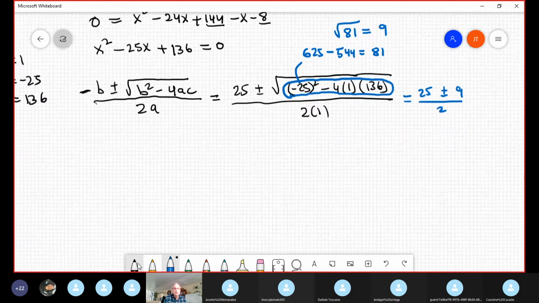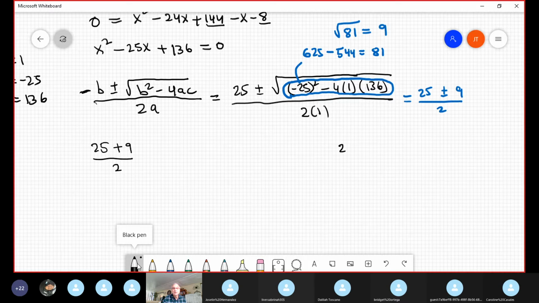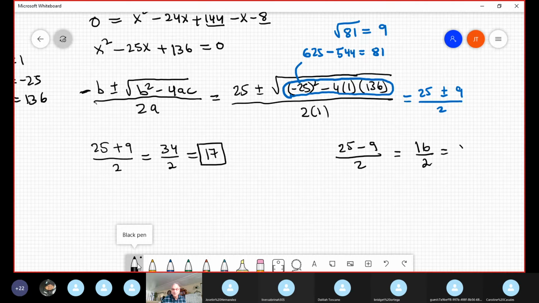I split, as always, in 2 pieces: 25 plus 9 divided by 2, and 25 minus 9 divided by 2. 25 plus 9 is 34, and 34 divided by 2 is 17. Okay, this is my first potential solution. And 25 minus 9 is 16, and 16 divided by 2 is 8.